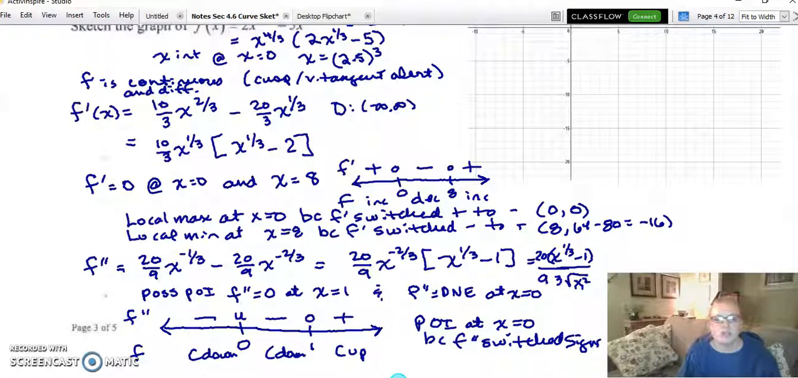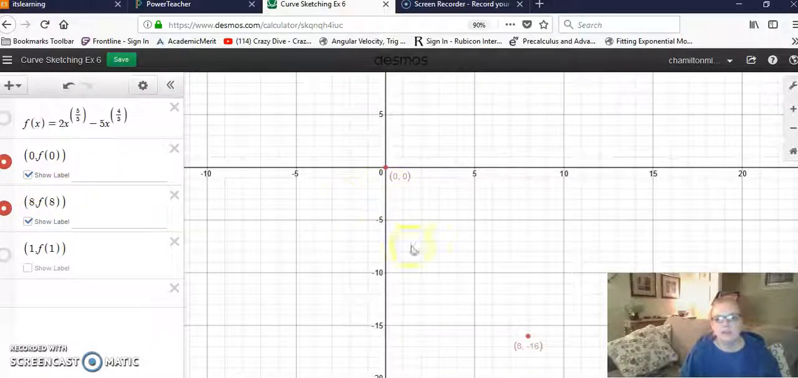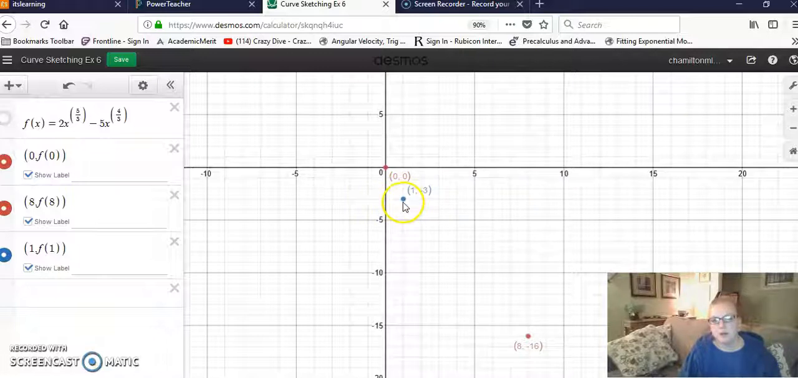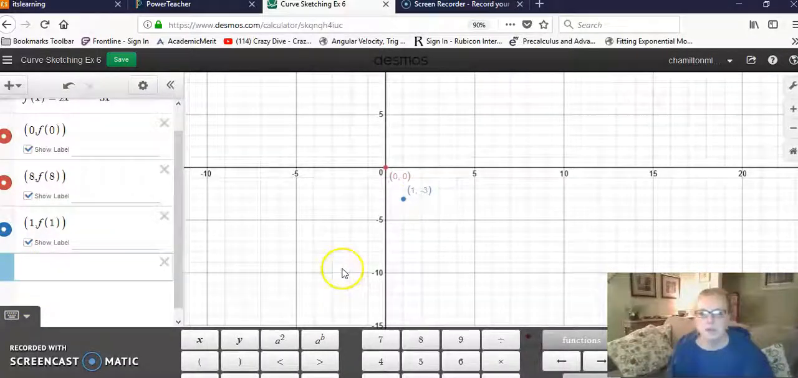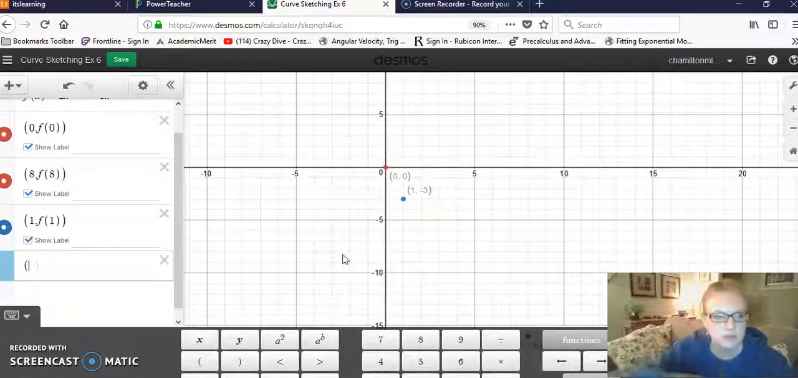Right? Let's take a look at our actual graph and see kind of what's going on here. So notice here's my 0, f of 0, and we'll show the label. That's your relative max. Then I have our 8, f of 8, and that's my relative min. That's down here. And then my 1, f of 1, I add that in. That's right here. It's going to be my point of inflection. Now remember, there was also that point that was the x-intercept, which, let's see if I remember where we had that, at 2.5 cubed. So I can add that in, I have to type that in.